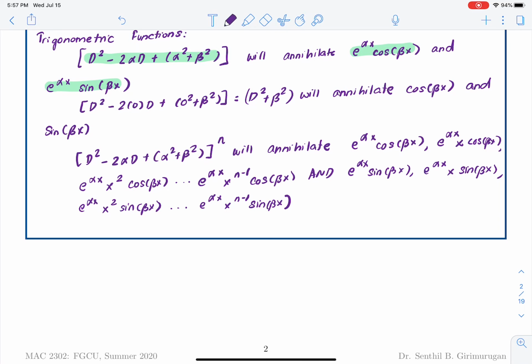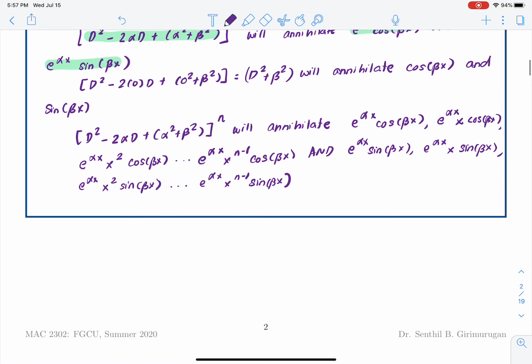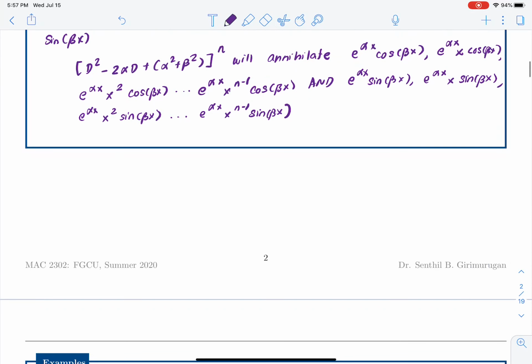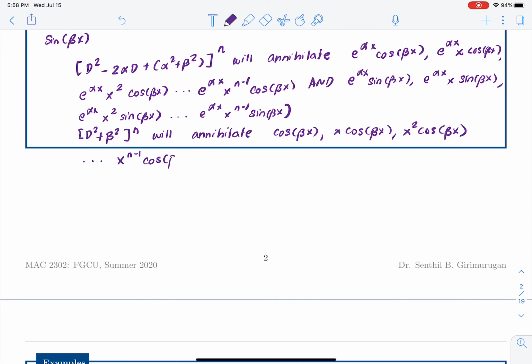So using the same logic, like we used over here, we can conclude that d squared plus beta squared raised n will annihilate cosine beta x, x cosine beta x, x squared cosine beta x, all the way up to x raised n minus 1 cosine beta x, and sine beta x, x sine beta x, x squared sine beta x, all the way up to x raised n minus 1 sine beta x.